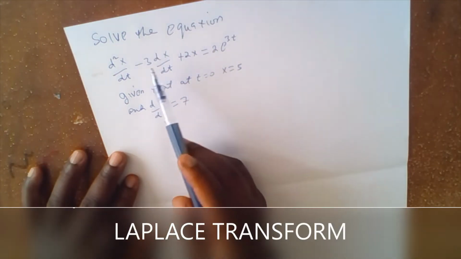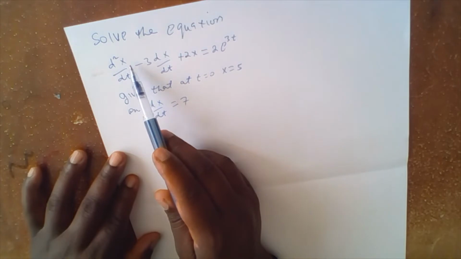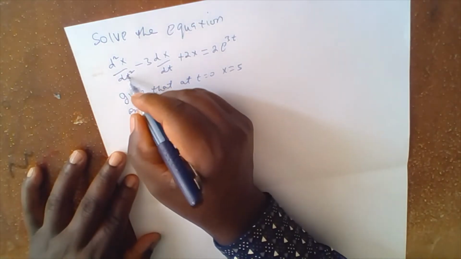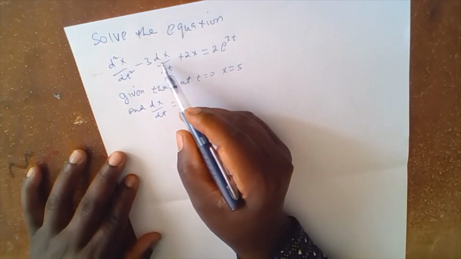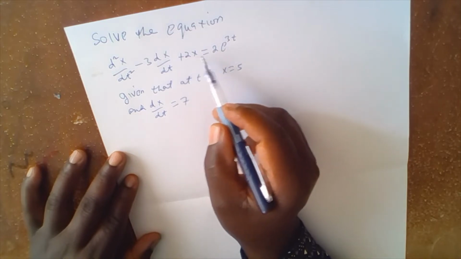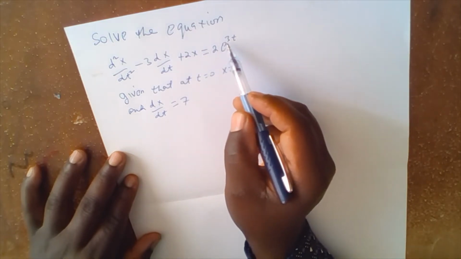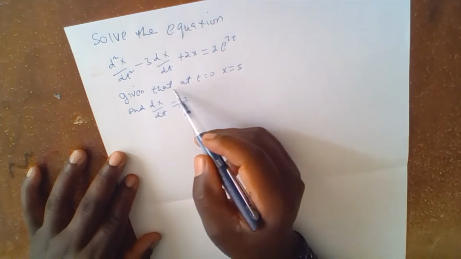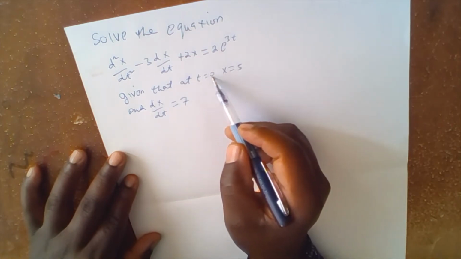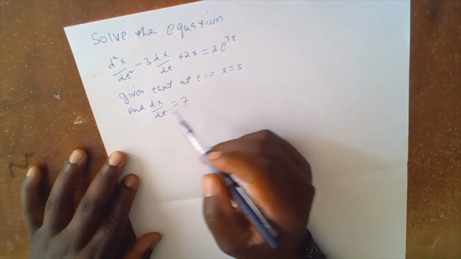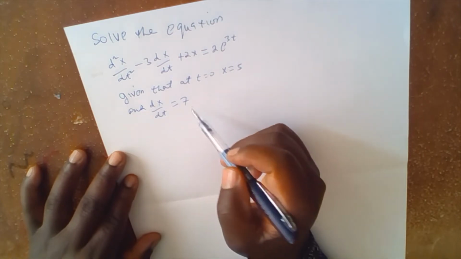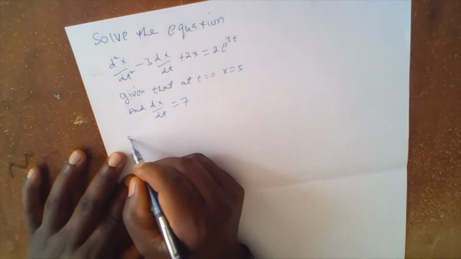Solve the equation d²x/dt² minus 3 dx/dt plus 2x equals 2e^(3t), given that at t equals 0, x equals 5 and dx/dt equals 7.